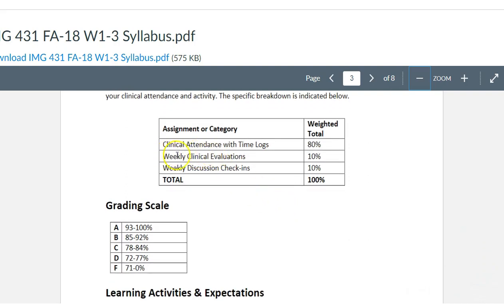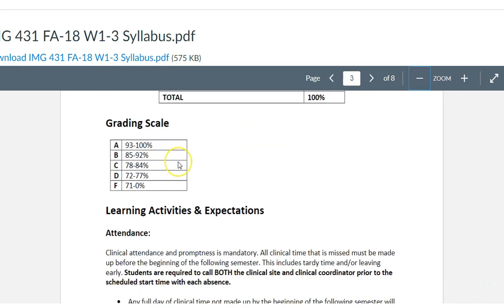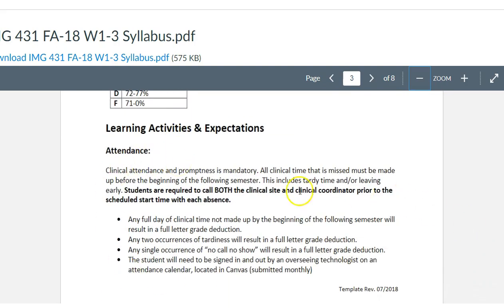Additionally, beyond that, your weekly clinical evaluations and your weekly discussion check-ins, you can see where those fall respectively. So in essence, it's 20% of your grade. If you don't do it, you're not going to do well in the course, and we're not going to be able to help you along the way. So that is something that is going to be needed to make sure that you're doing everything that you need to do to be successful in that modality that you want to learn next. As far as attendance goes, here's some general information on attendance.